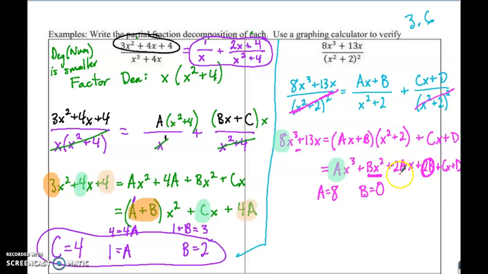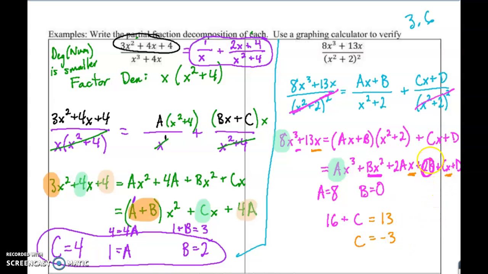Now as I look at everything else, I have 2a, so 2 times 8 is 16, plus the c term, cx, because I'm combining my x's together, and it has to equal this x term, which is 13. So that leaves me with c must be negative 3. Subtract 16 over, you get negative 3.